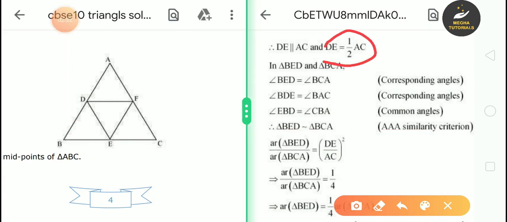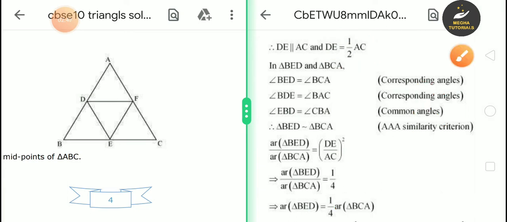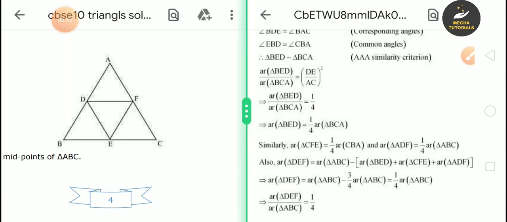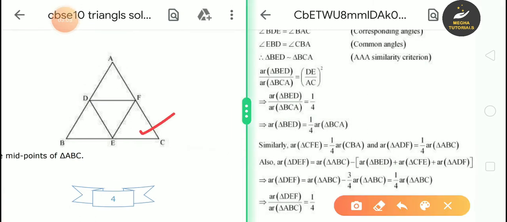It means you can write it is equal to 1 upon 2 the whole square. That is, we will get area of triangle BED upon area of triangle BCA is equal to 1 upon 4, and in the next step you can write area of triangle BED is equal to 1 upon 4 into area of triangle BCA. Similarly we can write area of triangle CFE, that is this triangle, is equal to 1 upon 4 area of triangle CBA, and area of triangle ADF is equal to 1 upon 4 into area of triangle ABC.